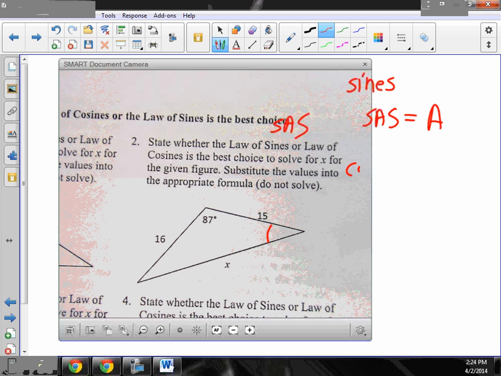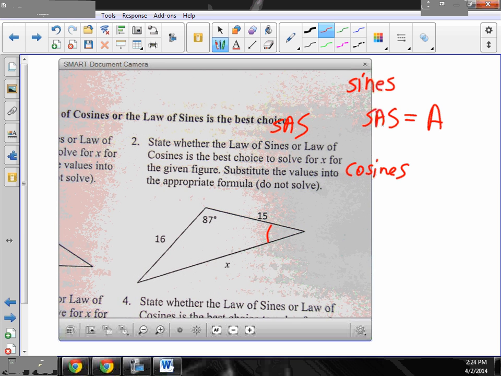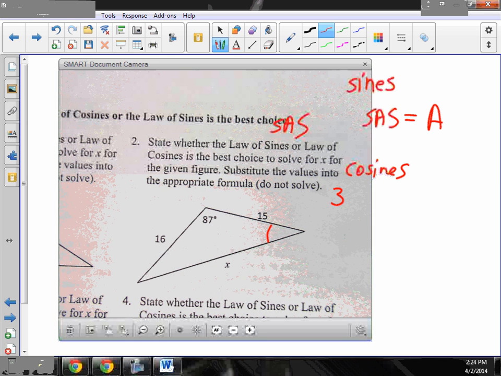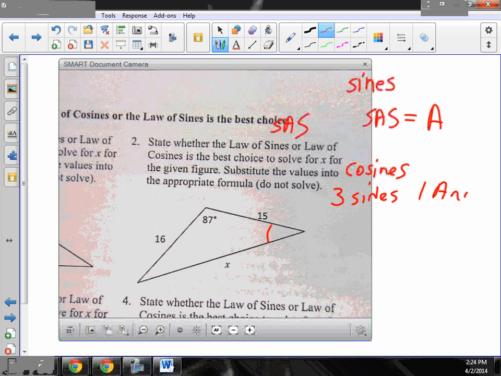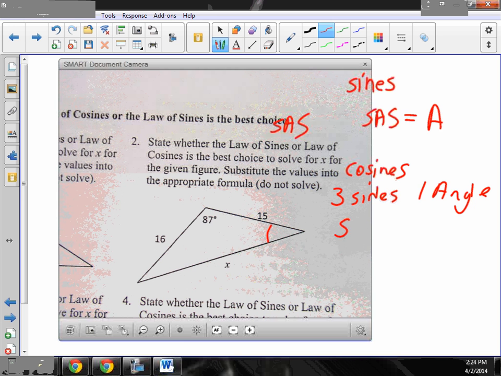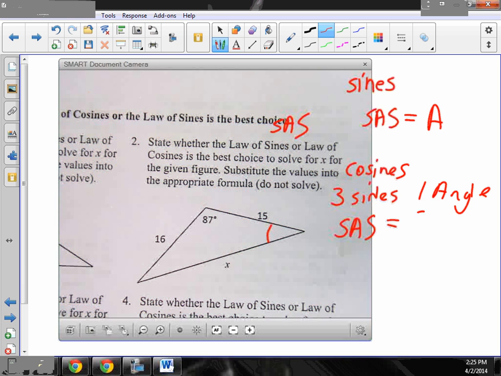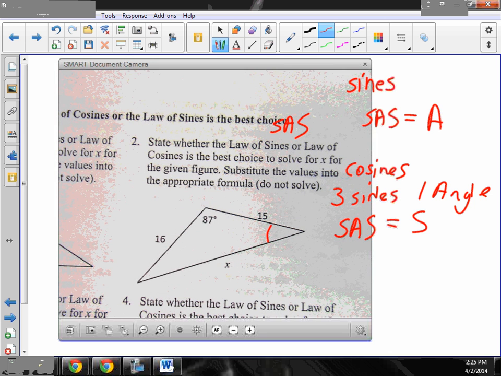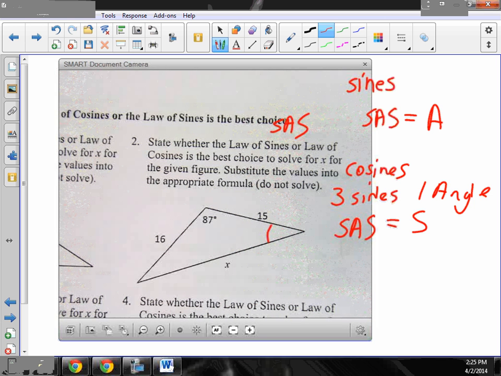What does the law of cosines use? Well, it has 3 sides and 1 angle. So if I use the law of cosines on an SAS, what am I going to get out? The other side, and that's what I'm looking for. So the law of cosines is the best choice. The law of sines would work, but it would take 2 formulas. So you'll plug that information into the formula, and then you're done.